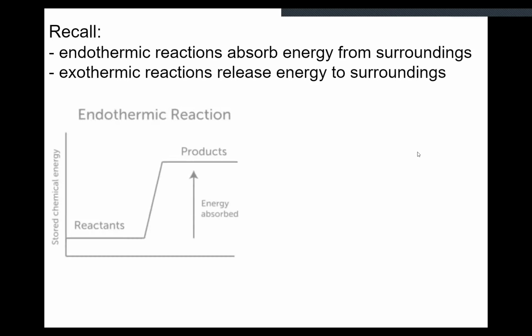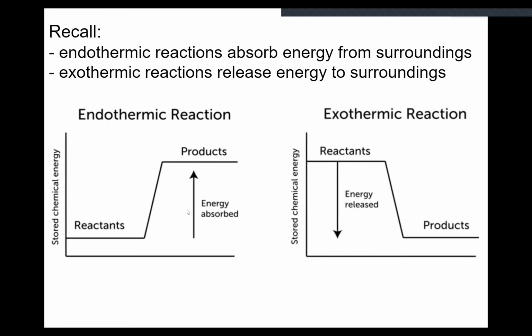If we were to draw an energy curve for an endothermic reaction, notice that the reactants are lower in chemical potential energy than the products, and the difference between those two is equal to the amount of energy absorbed. Exothermic reactions are ones that release heat to the surroundings, and their reactants are higher in chemical potential energy than products. The difference is the amount of energy released to the surroundings.